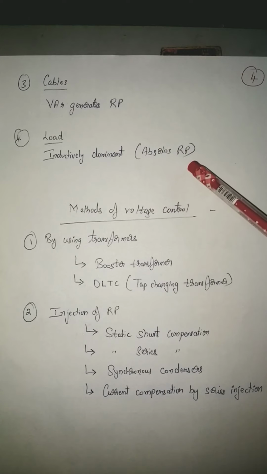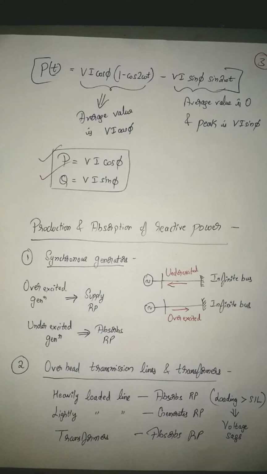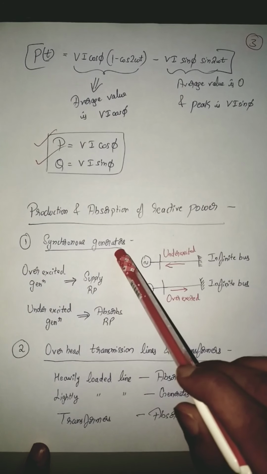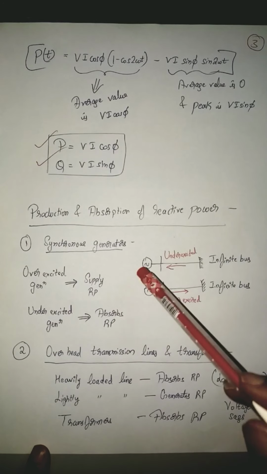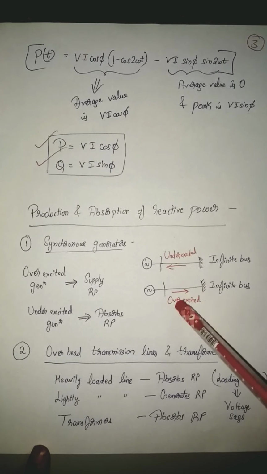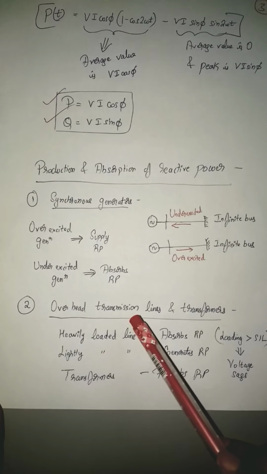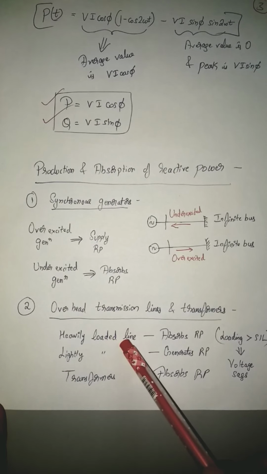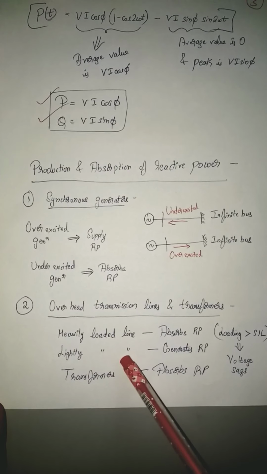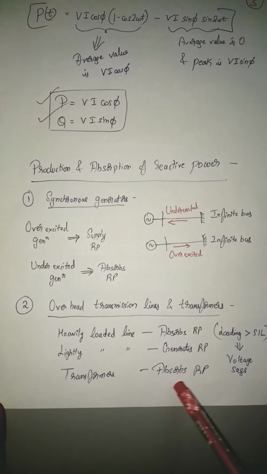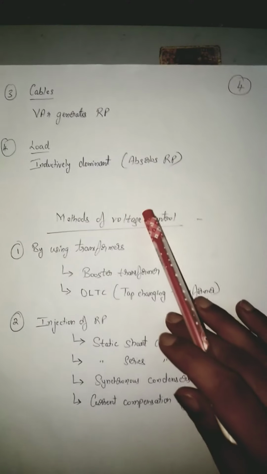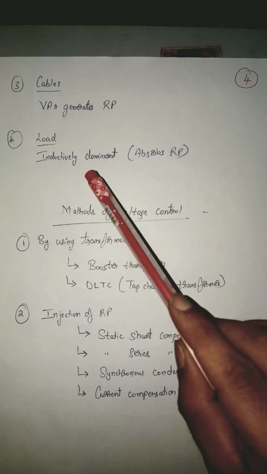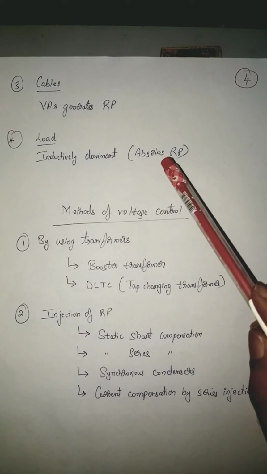So ultimately we have talked about various sources and sinks of reactive power. So I just want to summarize it once again. Synchronous generator can act as a source as well as sink. It can absorb or generate reactive power based on the condition of excitation. Then coming to overhead transmission lines, depending upon the load that is connected to it, whenever it is heavily loaded, it can act as a reactive power consumer. If it is lightly loaded, it can generate reactive power. Transformer always absorbs reactive power. And when it comes to cable, again it is capacitively dominant, it will generate reactive power, and load specifically is inductively dominant, so it will absorb reactive power.